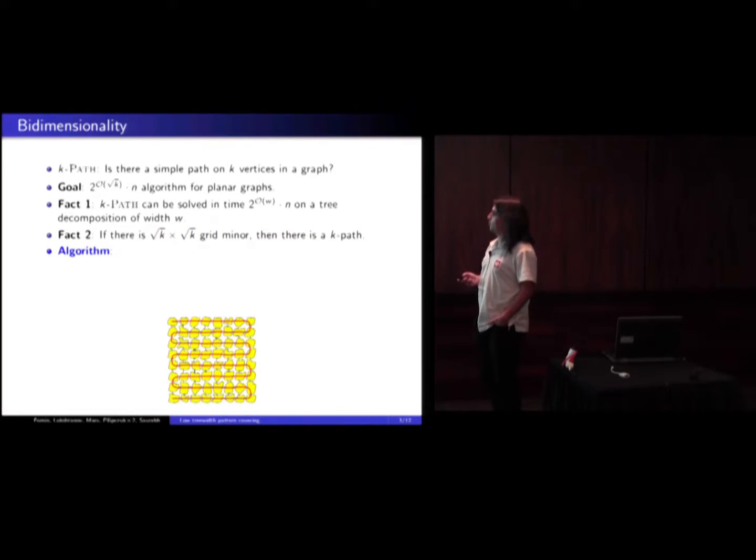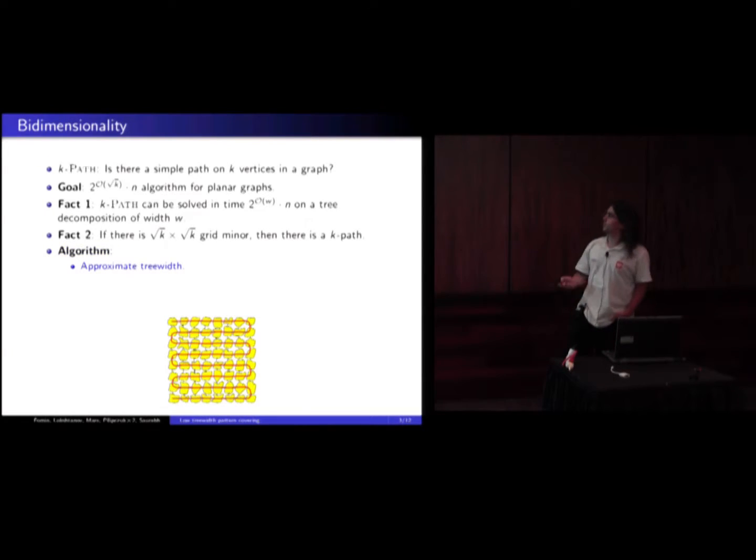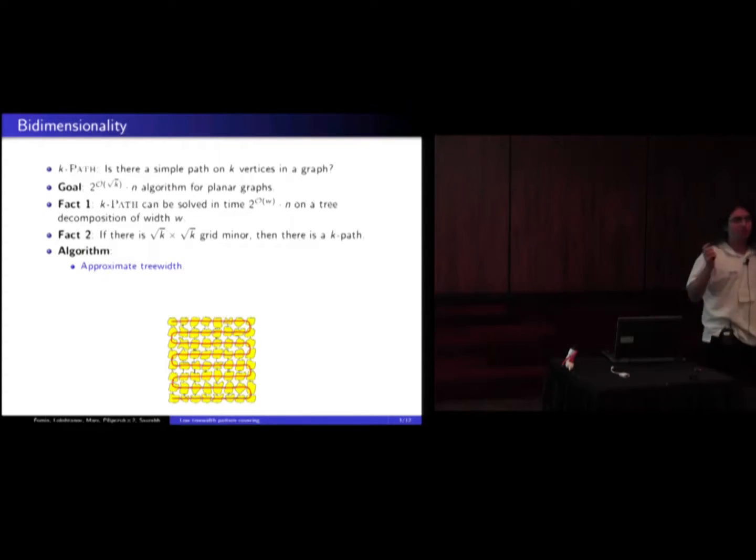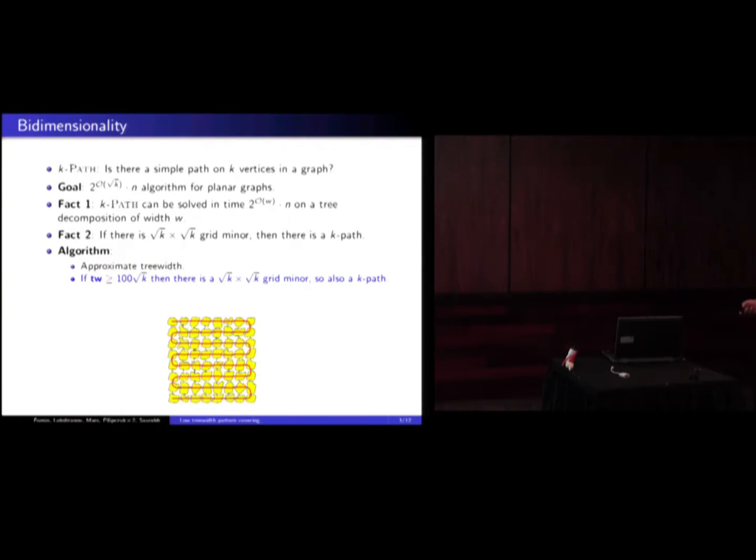So given these two ingredients, I can write a very simple algorithm for k-path achieving this running time. The algorithm does the following. First, I approximate treewidth using any of the known algorithms for this approximation. Then if it turns out that the treewidth is large, roughly 100 square root k, then I'm sure that there is a square root k times square root k grid minor, and I can say, yes, there is a k-path.